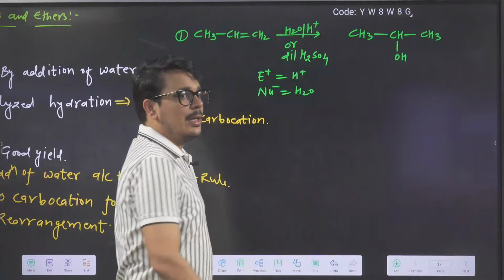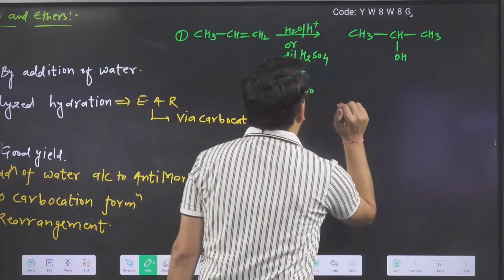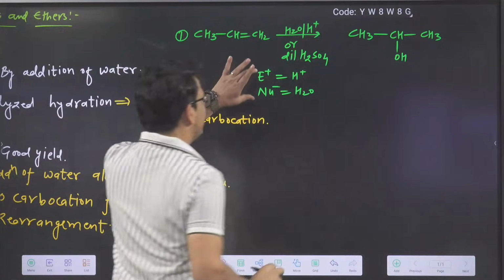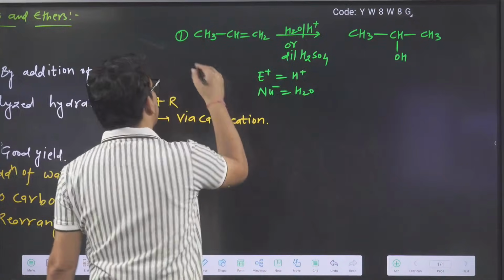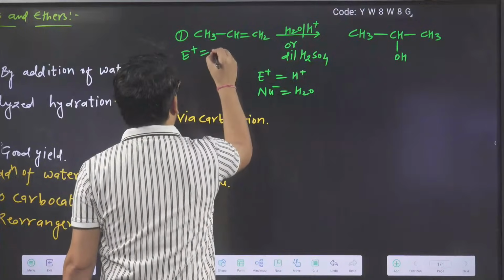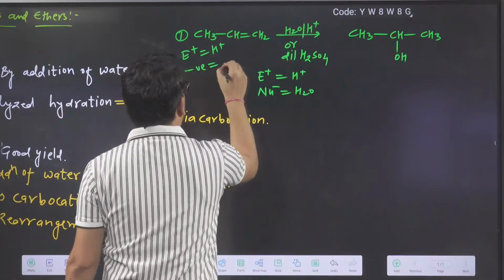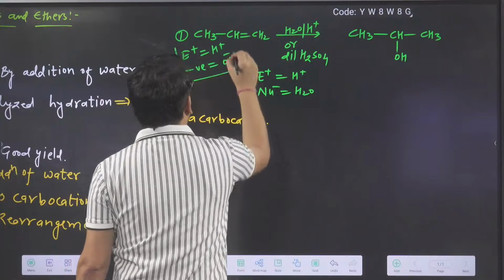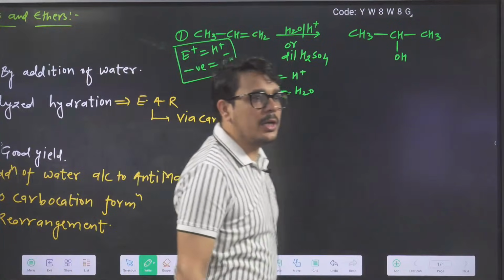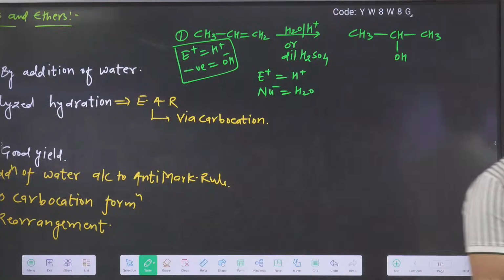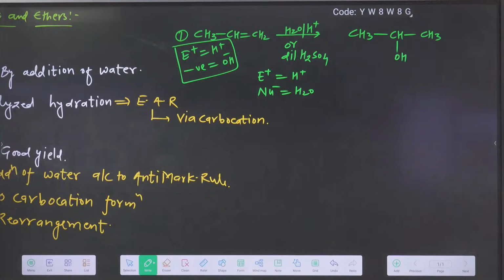So how are we getting this product? These are the actual steps, but we can remember it like this: the positive part we add is the H plus ion, and the negative part we add is the OH minus ion. Clear to everyone? Yes or no?